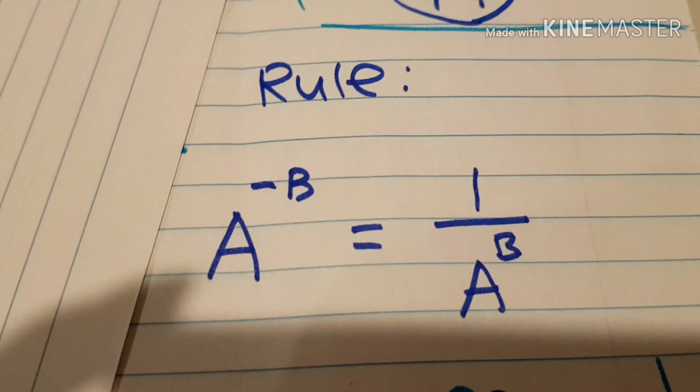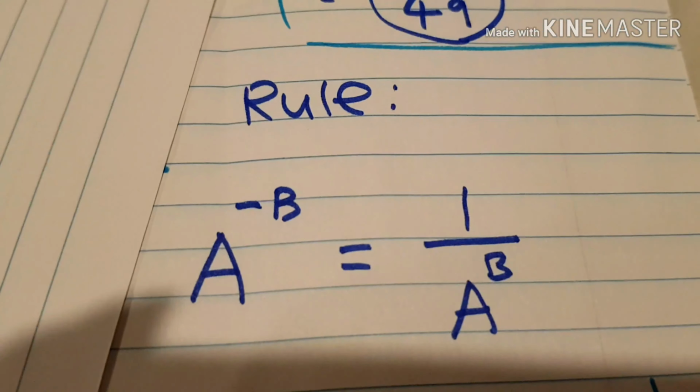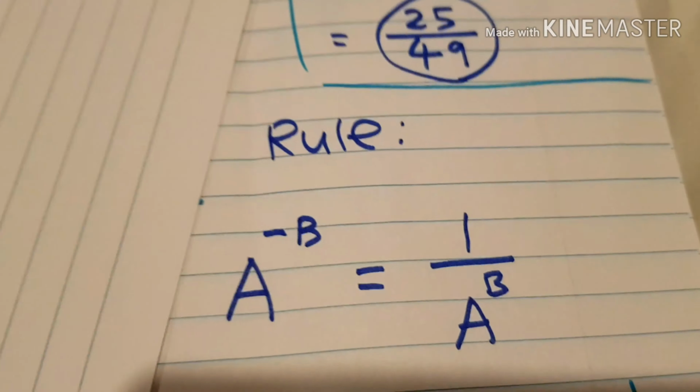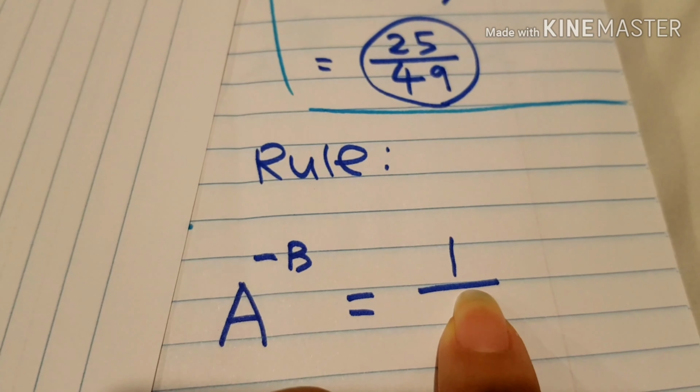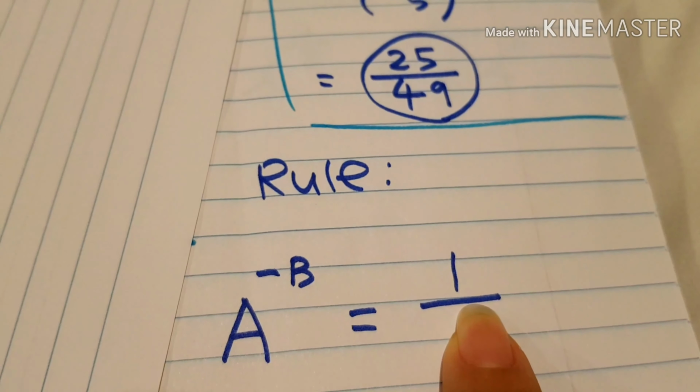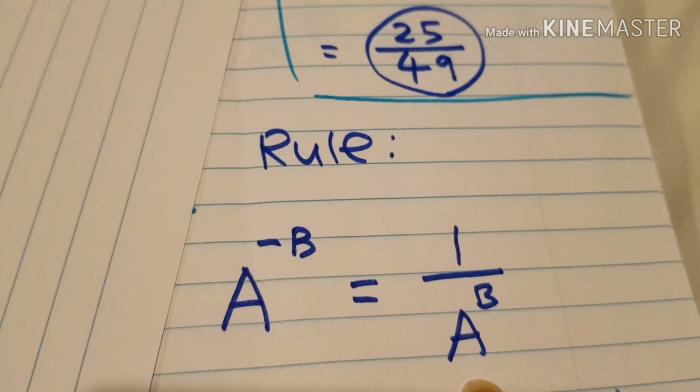Obviously, 2 to the power of 2 without that negative sign on the left hand side. Okay, so now we have a rule for this. If I have a negative power like negative b, it's always 1 over, and eliminate that negative sign, a to the power of b goes at the bottom.